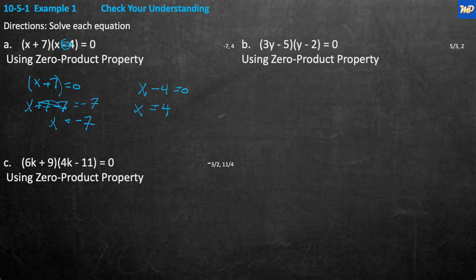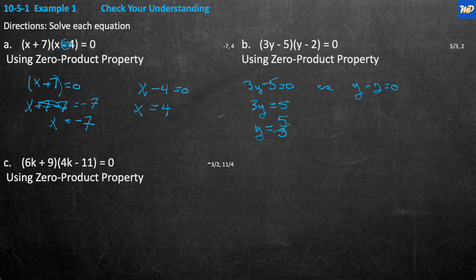Let's do B. B says we're going to do the same thing. We're going to say 3y minus 5 is equal to 0, or y minus 2 has to be equal to 0. So if I solve on the left-hand side, I'm going to get 3y equals 5. I'm going to divide both sides by 3, and I'm going to get y is equal to 5 thirds. And if y were 5 thirds in the first expression up here, the first binomial, that term would go to 0.